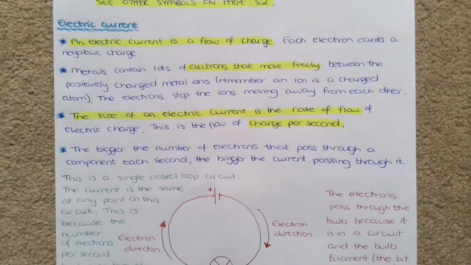Metals contain lots of electrons, that's why they can conduct electricity easier than non-metals. And these move freely between the positively charged metal ions. Remember that an ion is just a charged atom. The electrons stop the ions moving away from each other, so it keeps them together.